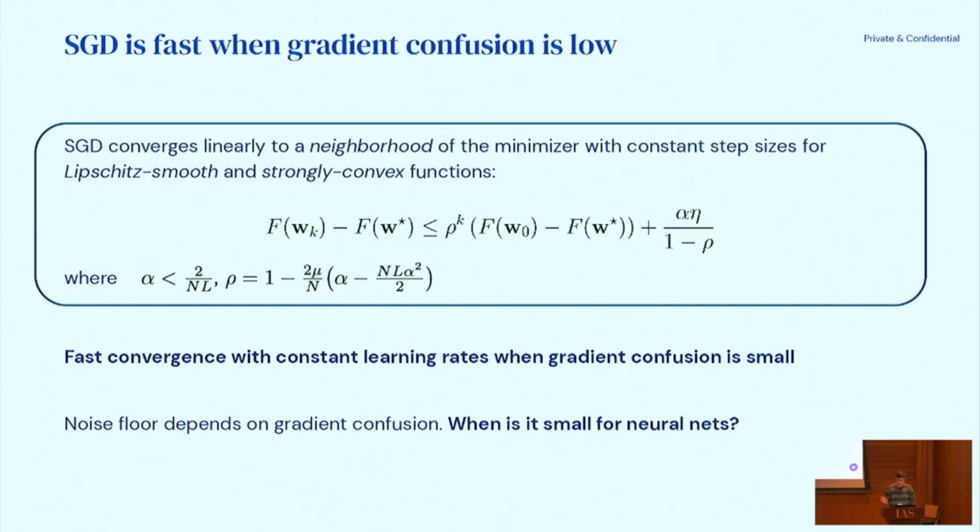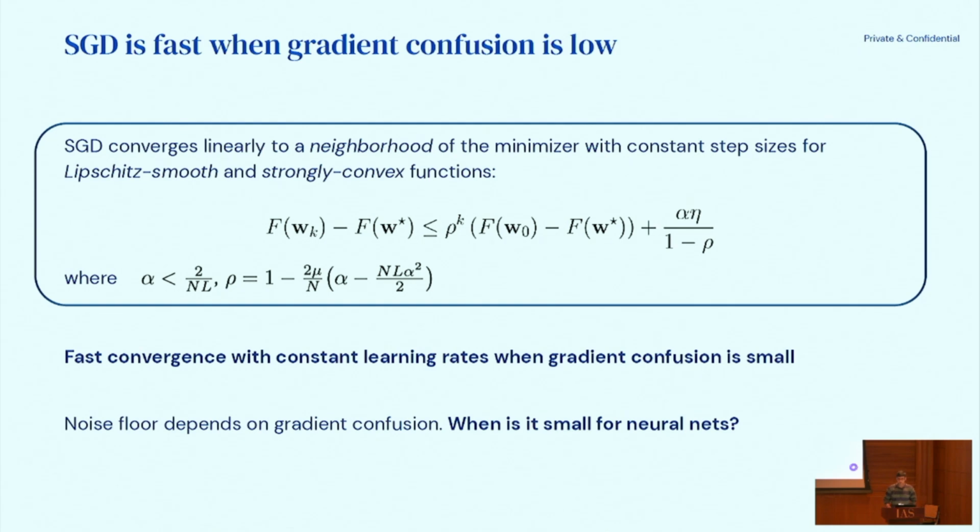So the first part of the paper is we show that SGD is fast when gradient confusion is low. For example, you can prove for smooth, strongly convex functions that with constant step sizes, SGD converges linearly to some neighborhood of the minimizer. And the size of this neighborhood, the noise floor that it converges to, depends on the gradient confusion term, which is eta over here. So when gradient confusion is small, you have fast convergence to close to the minimizer.